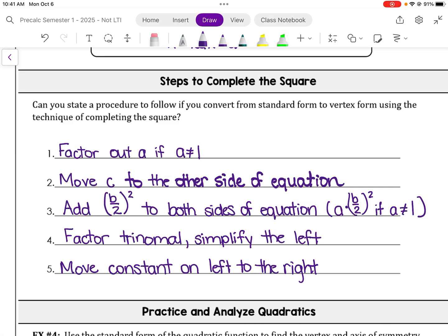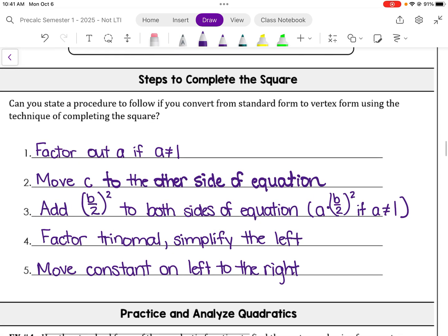Welcome back. We are going to complete the square. So hopefully you have written these steps down that I told you to in the slide before this. And then we will get started.